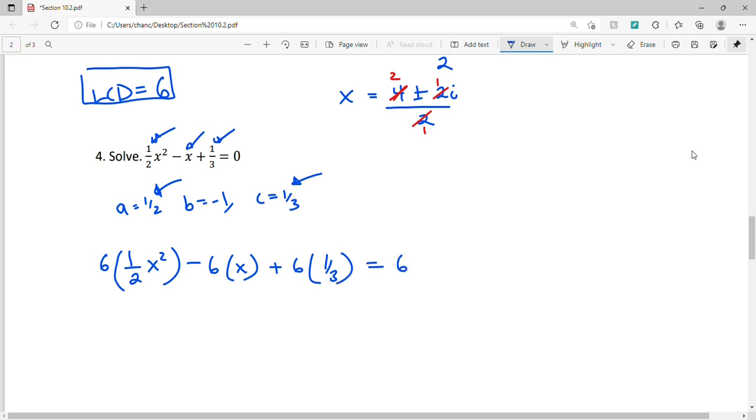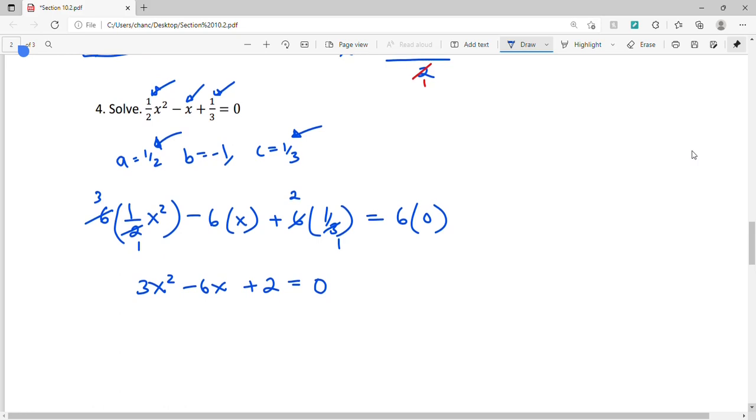And of course, when we multiply by every single term, we even include the 0. 6 times 1/2 x squared, if you were to simplify that, is 3x squared. -6 times x is -6x. And 6 times 1/3, you're just going to get a 2 out of that. So 6 times 0 gives us 0. So instead of using the quadratic formula on 1/2 x squared minus x plus 1/3 equals 0, we can use it on this, which will be a lot simpler.